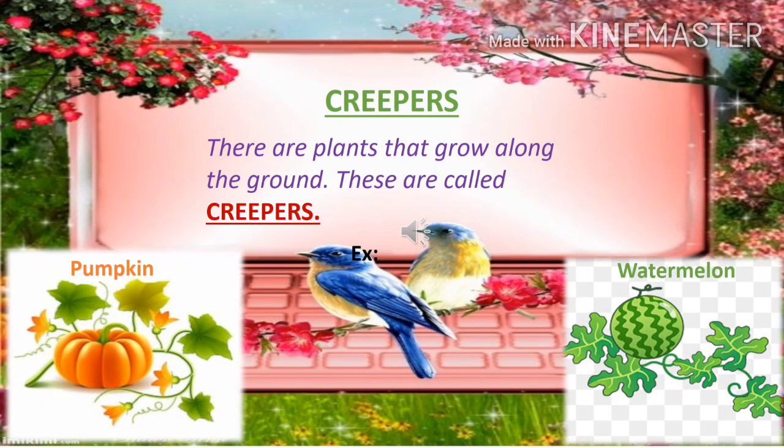Creepers. There are some plants that grow along the ground. These are called creepers. For example, watermelon and pumpkin.